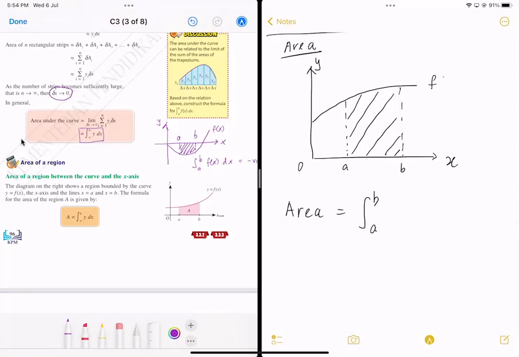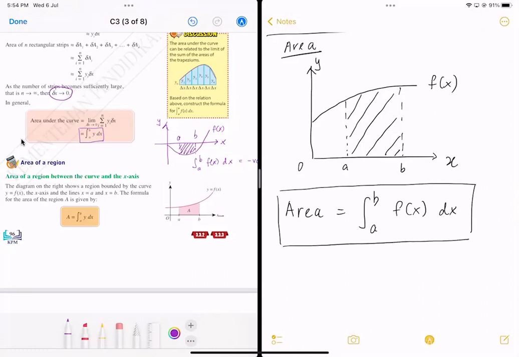This function here is f(x). So the integral of f(x) dx. Isn't this what you have been doing earlier, when we do definite integrals? Right? Now, if the curve is above the x-axis, I will get a positive answer. Why is it positive? Because it's above the x-axis.